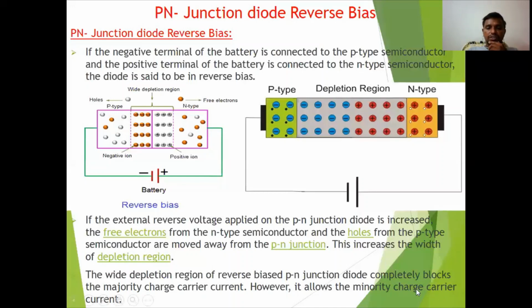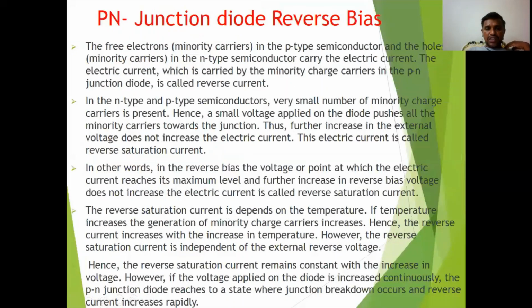However, it allows the minority charge carrier concentration. Here in n-type the minority charge carriers are holes. These will be repelled, cross the junction and move into the p-type. Similarly, electrons are the minority carriers in p-type, and they can also move from p-type to n-type because of the repulsive force of the negative terminal. So you can observe that the free electrons in the p-type semiconductor, which are minority carriers, and the holes in the n-type semiconductor carry the electric current. Only the minority carrier current flows in the reverse bias condition.